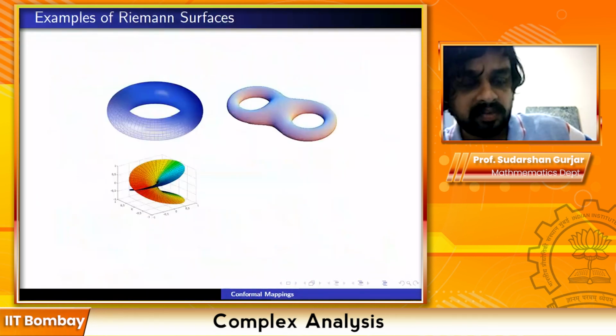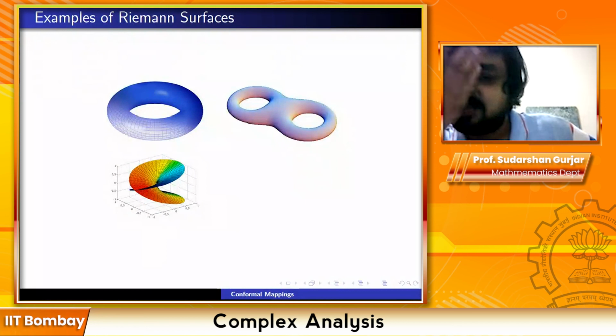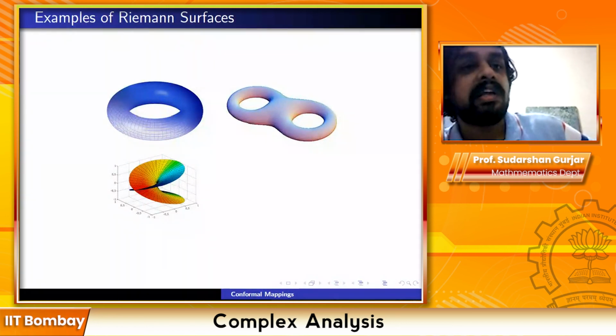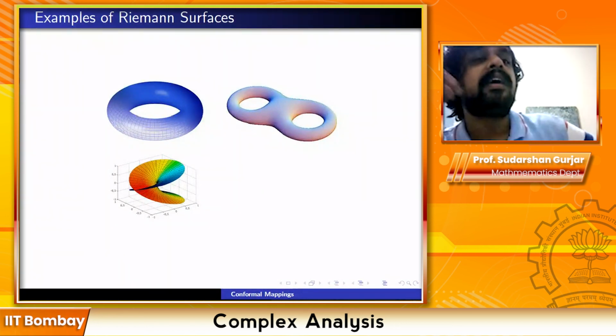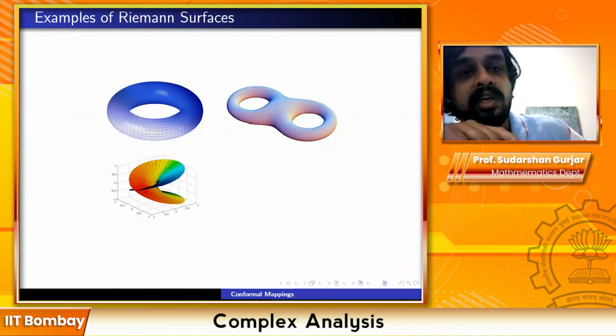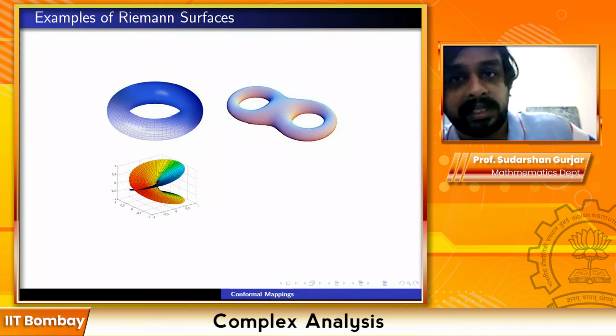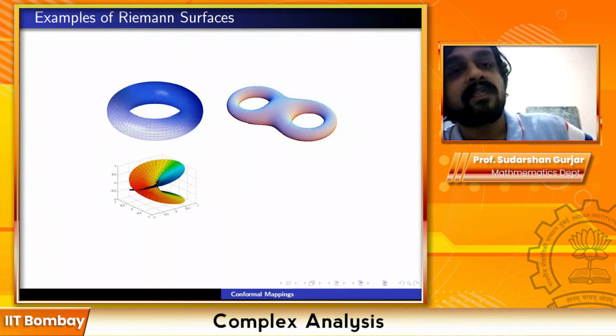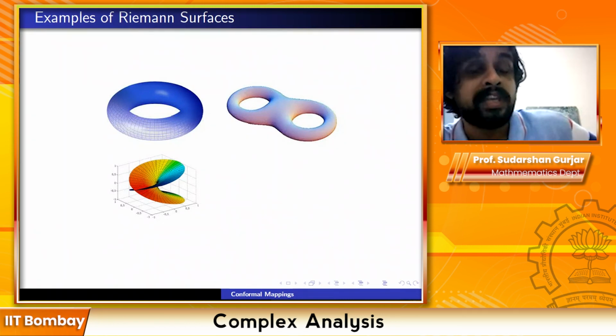So this is what Riemann surface theory is about, and there are higher dimensional analogs. Roughly speaking, Riemann surfaces are the generalizations of open subsets of C on which you can do one variable complex analysis. There are higher dimensional analogs of Riemann surfaces called complex manifolds, on which you can do complex analysis of many variables. So those are called complex manifolds.